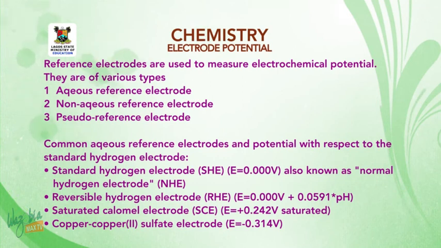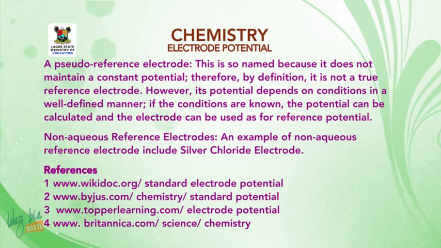Then we can also have the pseudo reference electrode. This is so named because it does not maintain a constant potential. Therefore, by definition, it is not a true reference electrode. However, its potential depends on conditions in a well-defined manner. If the conditions are known, the potential can be calculated and the electrode can be used for reference potential. Non-aqueous reference electrode. An example is a silver chloride electrode.